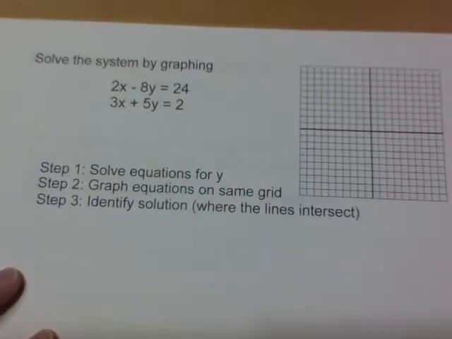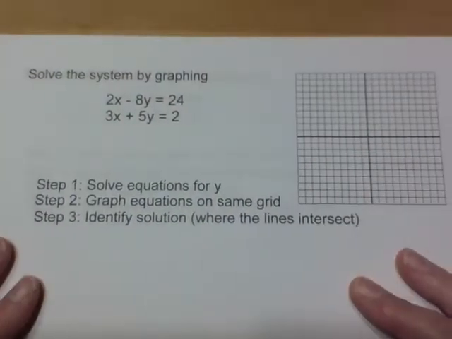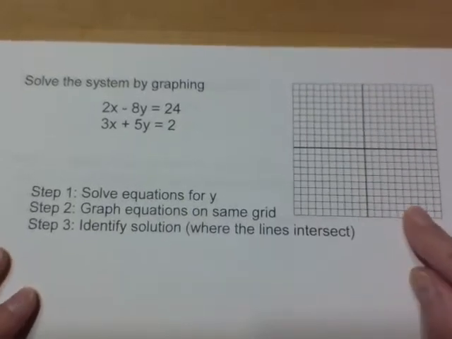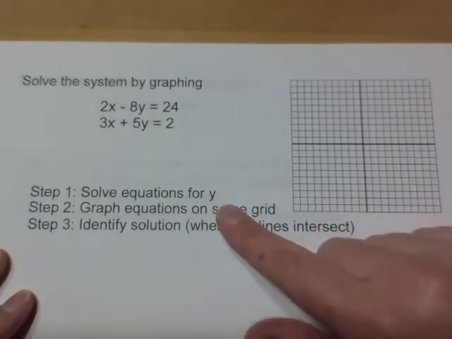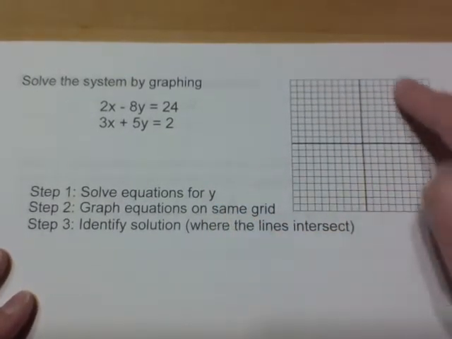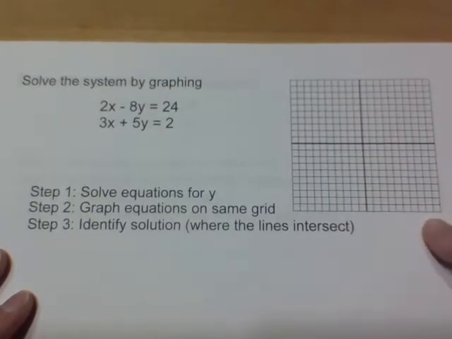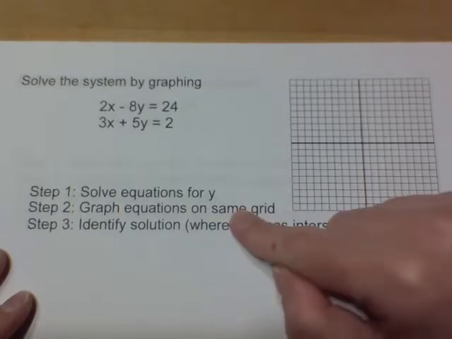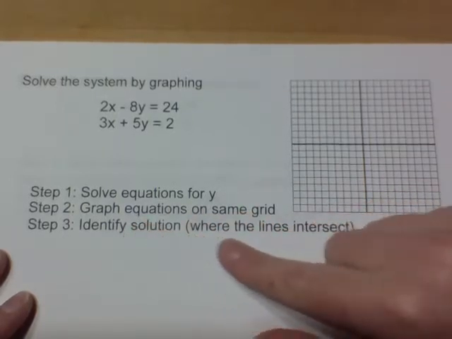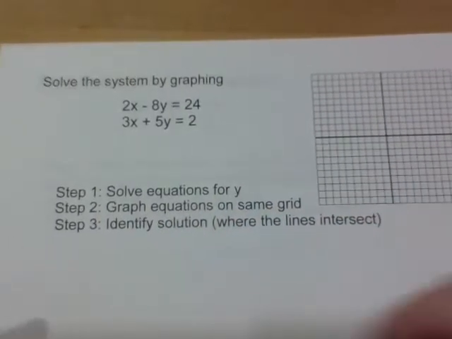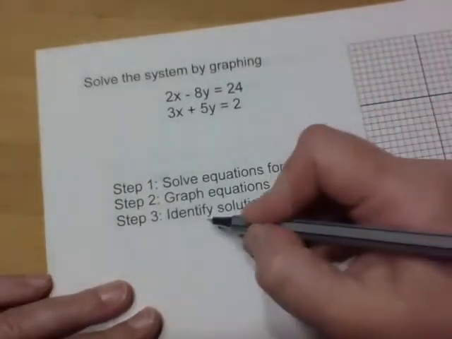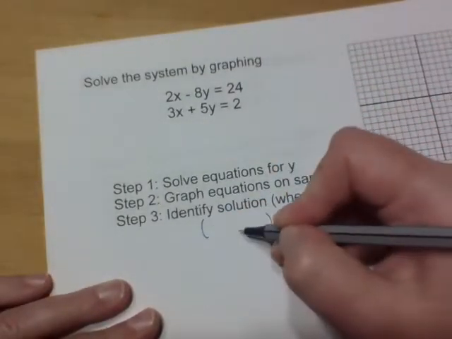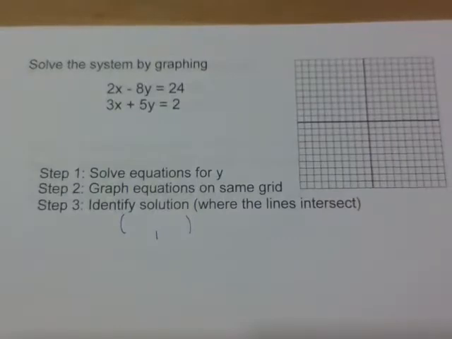So the first thing that we're going through here is solving the system by graphing. So you will need some graph paper for that. The first step is to solve the equations for y, because it turns out you cannot put them on the graph paper very easily without having them as y equals. Then you're going to graph them on the same grid and identify the solution, because the solution is a coordinate point, and that point is going to be where they meet. So, coordinate point. All right. So that means that we need to take the time to rewrite each of these.